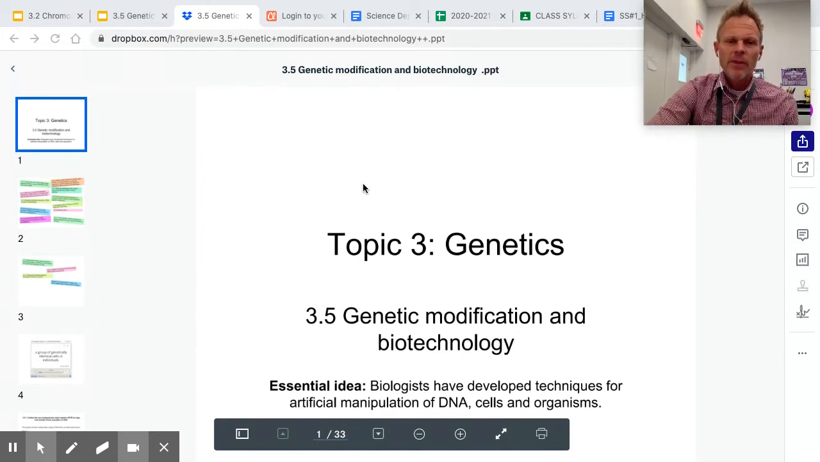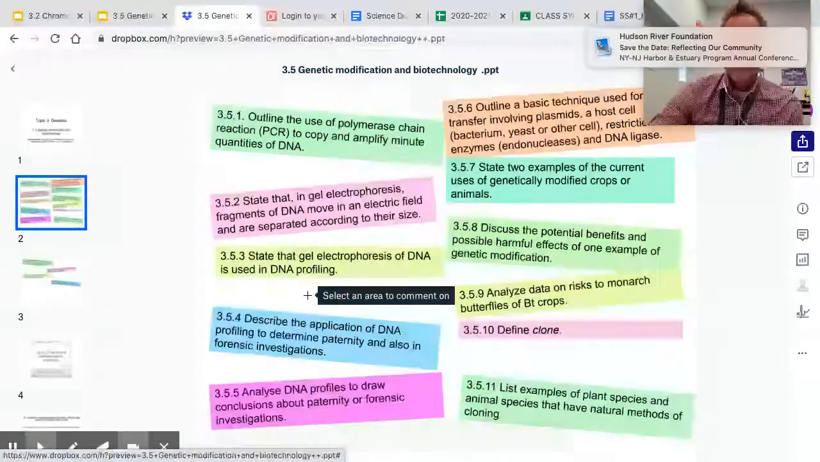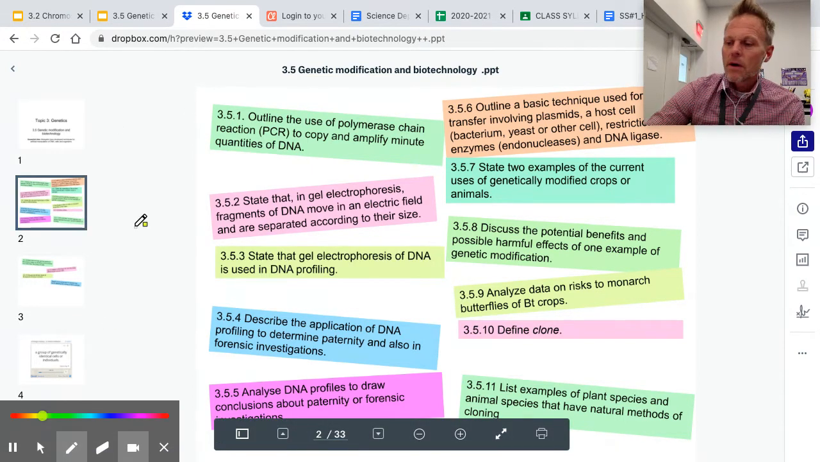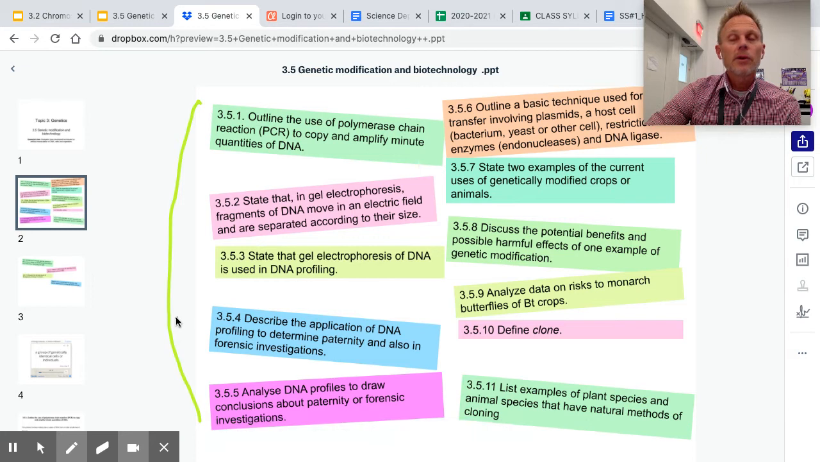New topic, 3.5, genetic modification and biotechnology. This topic, it's easy to break it down into three groups, at least for me it is. The first five assessment statements are kind of all talking about the same thing. They're talking about how we can take a little bit of DNA and use it to identify things. We can figure out someone's genetic code or who a drop of blood belongs to. We can use it for paternity cases. So all of this talks about that.